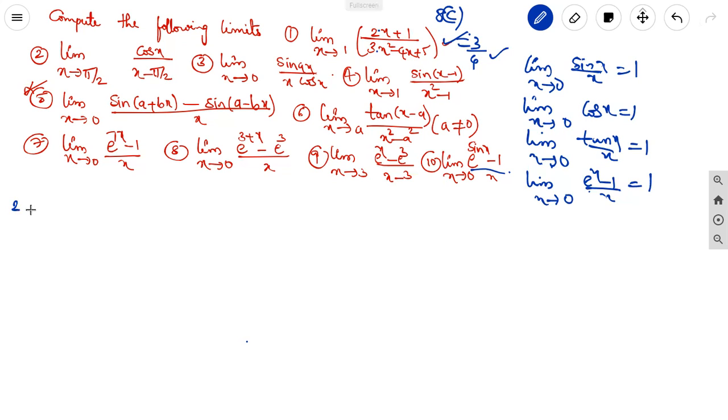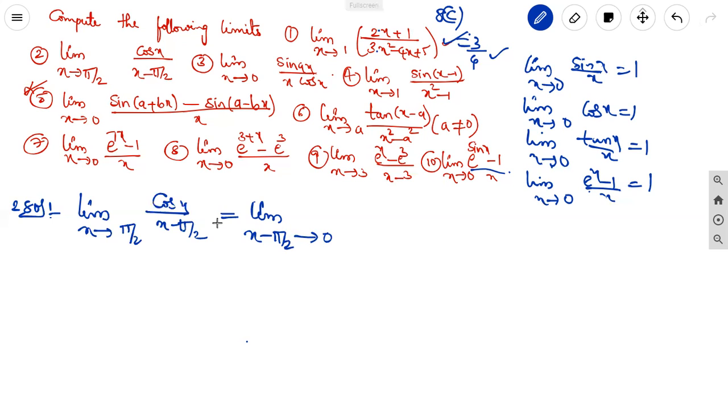So the second solution is here. Carefully observe: limit x tends to pi by 2, cos x by x minus pi by 2. If you apply pi by 2 in the place of x, the denominator part reduces to 0. So we cannot substitute. In that case, we can take x minus pi by 2 tends to 0. In that case, x can be written as pi by 2 minus x. Then you are getting the same value.